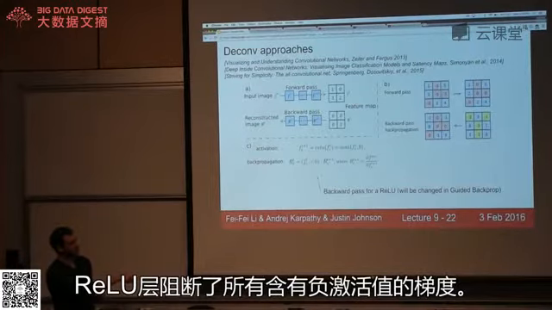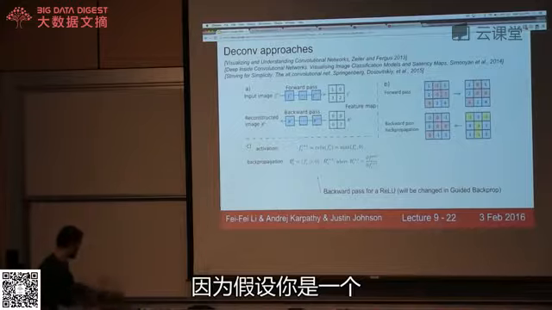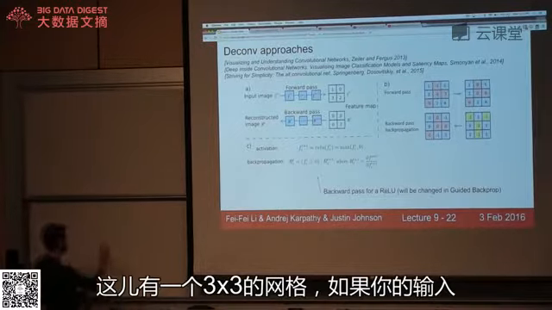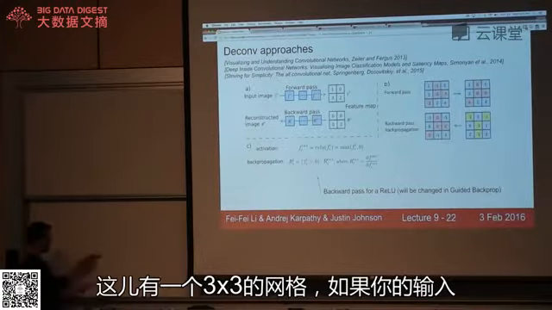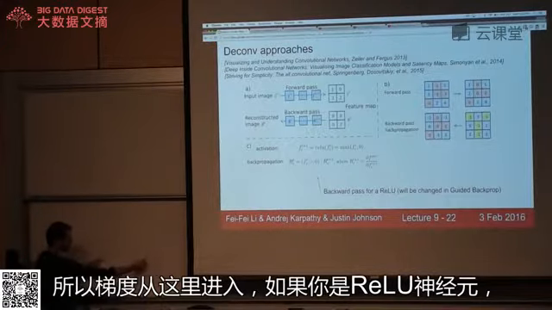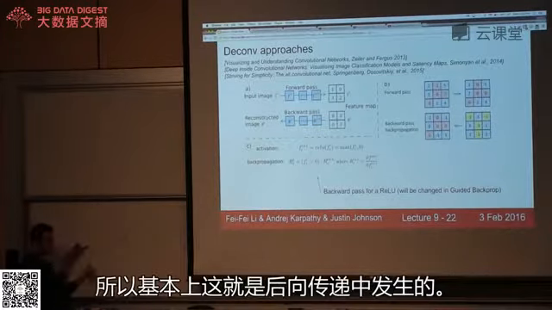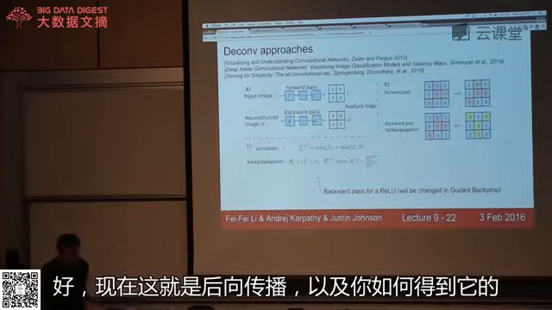And the way ReLU works, right, is it just blocks all the gradient for all the parts that had negative activations. Because if you're a ReLU neuron, and there's a grid of 3 by 3 of them here, if your input was less than 0, then you act as a switch during the backward pass. So if gradient comes from here, if you're a ReLU neuron and your input was less than 0, then you block the gradient, and if it was greater than 0, then you let the gradient pass through. So basically, that's what's going on in the backward pass here.